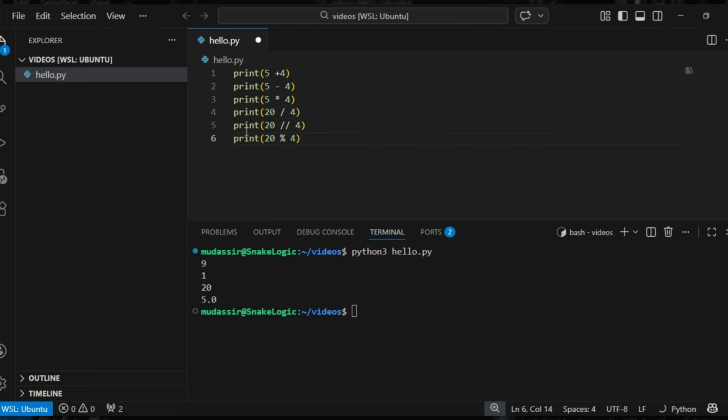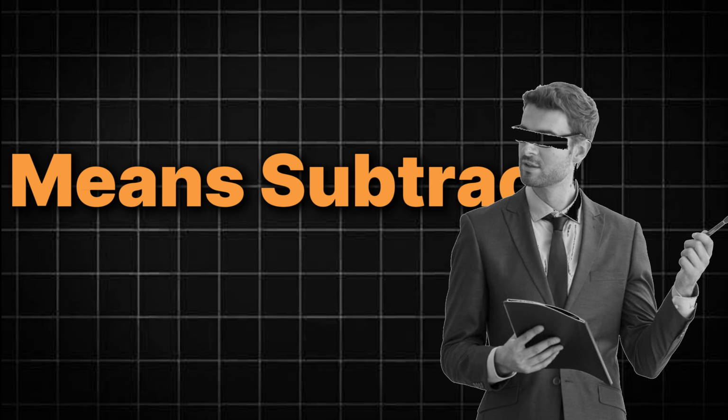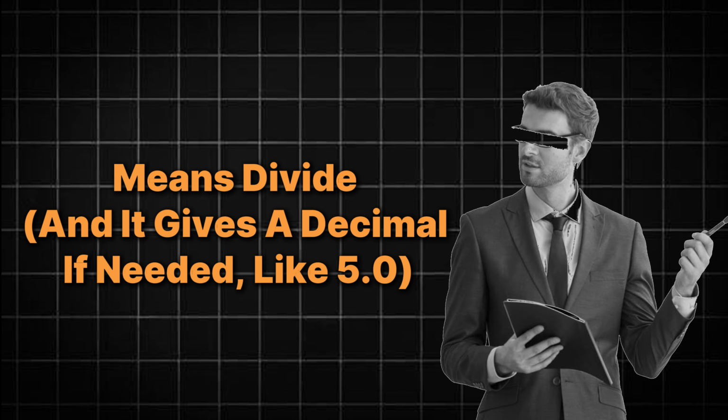Here's what each operator means. Plus means add, like 5 candies plus 3 more. Minus means subtract. Star means multiply. Slash means divide, and division gives our decimals, if you read it, like 5.0.